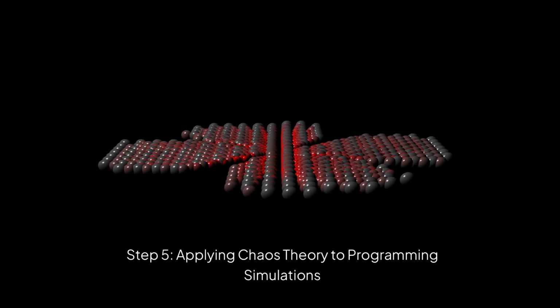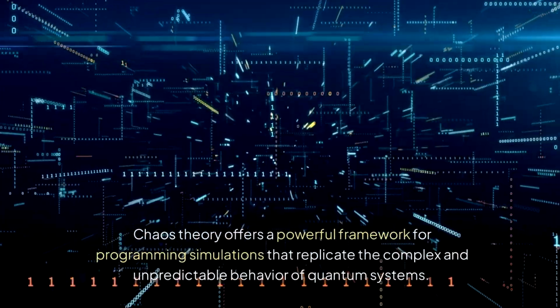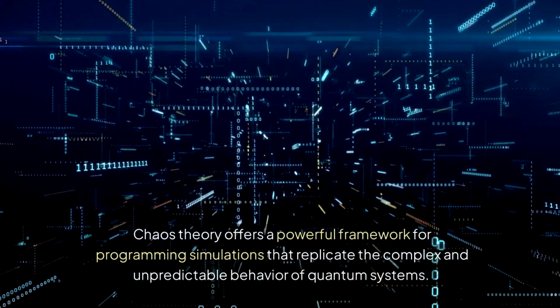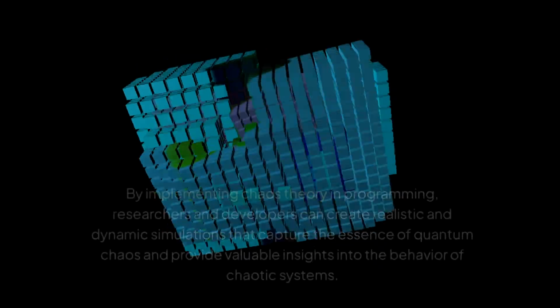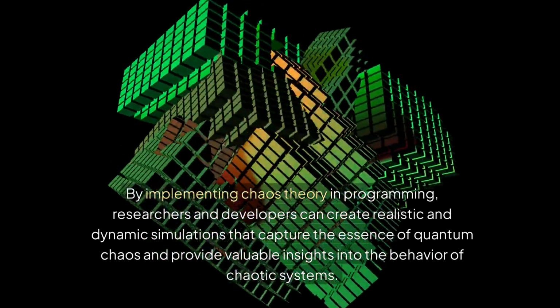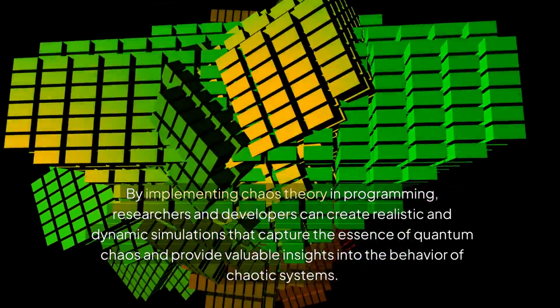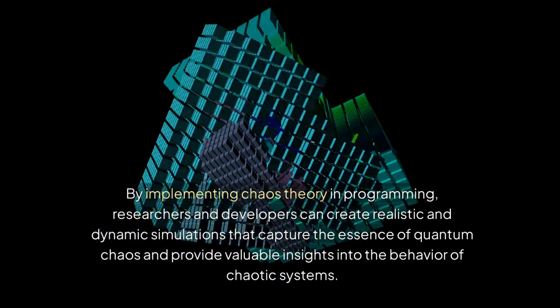Step 5. Applying chaos theory to programming simulations. Chaos theory offers a powerful framework for programming simulations that replicate the complex and unpredictable behavior of quantum systems. By implementing chaos theory in programming, researchers and developers can create realistic and dynamic simulations that capture the essence of quantum chaos and provide valuable insights into the behavior of chaotic systems.